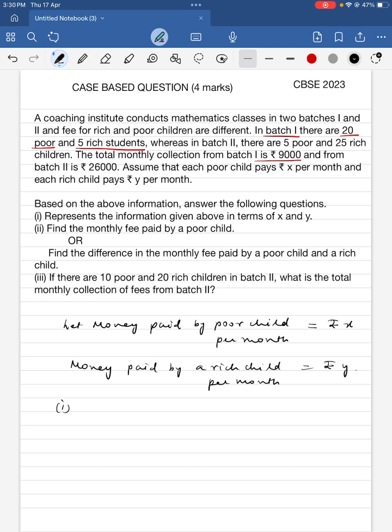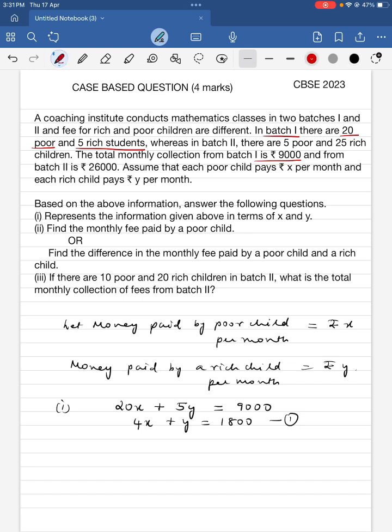So how do we form the first linear equation? We know there are 20 poor children and the money paid by each poor child is rupees X. So 20 times X plus there are 5 rich children and the money paid by each rich child is rupees Y. So totally the money paid by 5 rich students will be 5Y. And together they have collected 9,000 rupees. Okay, so that's my first linear equation. Let me divide throughout with 5 because all the coefficients seem to be divisible by 5. So the equation now reduces to 4x plus y equal to 1800. So I have my first linear equation.